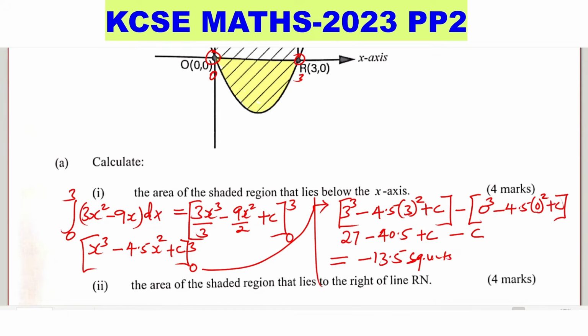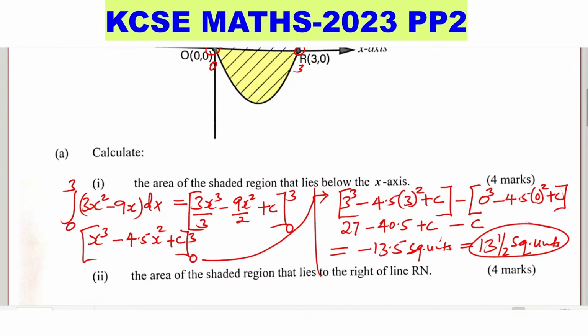That is the area. And since when you're giving the area, you have to give the absolute value. The negative is there to imply that the area is located below the x-axis. So ignore the negative. You can write this one as 13.5 square units. So ignore the negative. So that is how you're supposed to solve the first part.